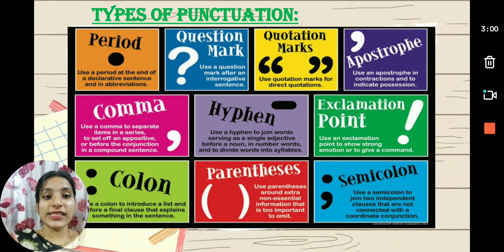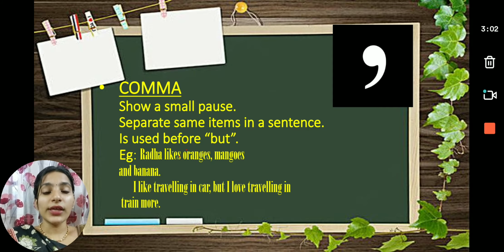First, can we look at the comma? How does a comma look? It has a head and then it has a tail. And what is a comma? It is a small pause in a sentence. What do I mean by small pause, students? If we have a comma in a sentence and we are reading that sentence, when we see a comma, we have to stop for a second and then start reading again. So that is a small pause.